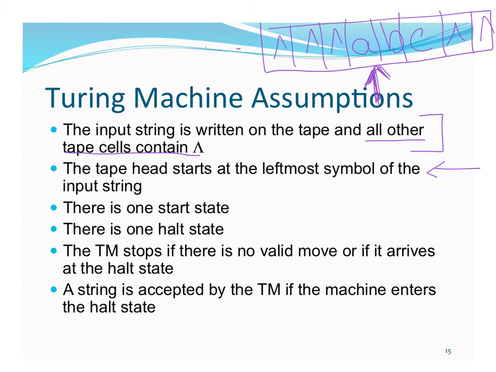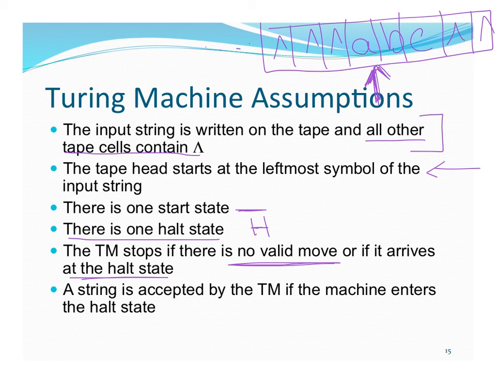Okay? There is exactly one start state, just like before. But now we have one special state called a halt state, and we're going to label it with a big H. And the Turing machine stops computing. With our NFAs, we stopped if we couldn't make any more transitions, and then we checked whether we were at an accept state. The Turing machine is going to stop under two circumstances. Either if there's no valid move to make, just like in an NFA, we kind of fall off it, or if it arrives at the halt state. If you get to the halt state, you win. You're done. You halt, right?